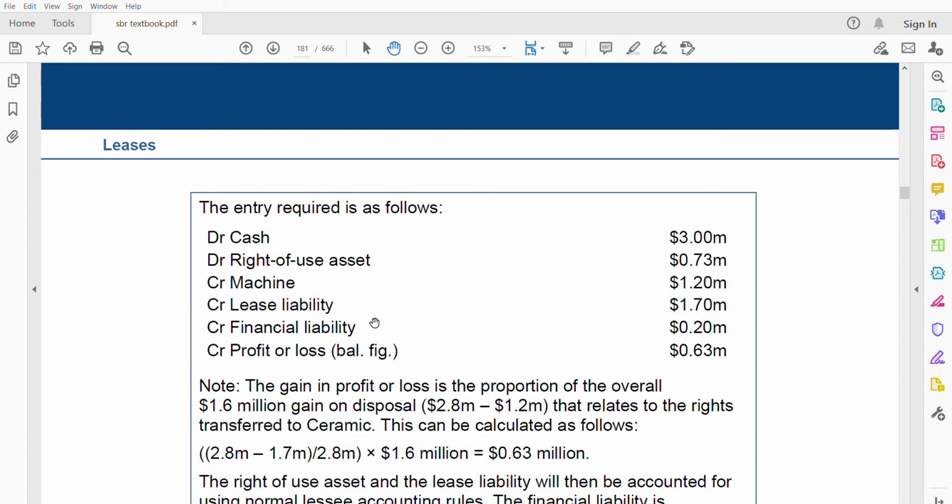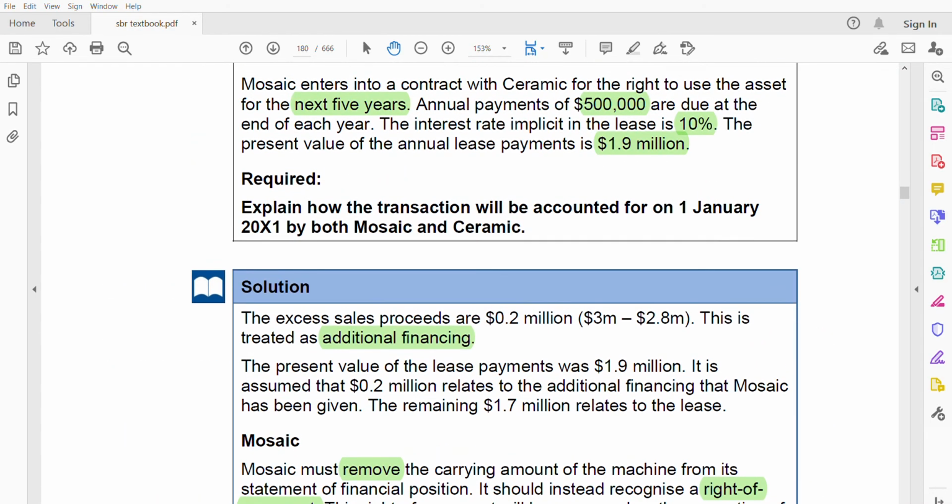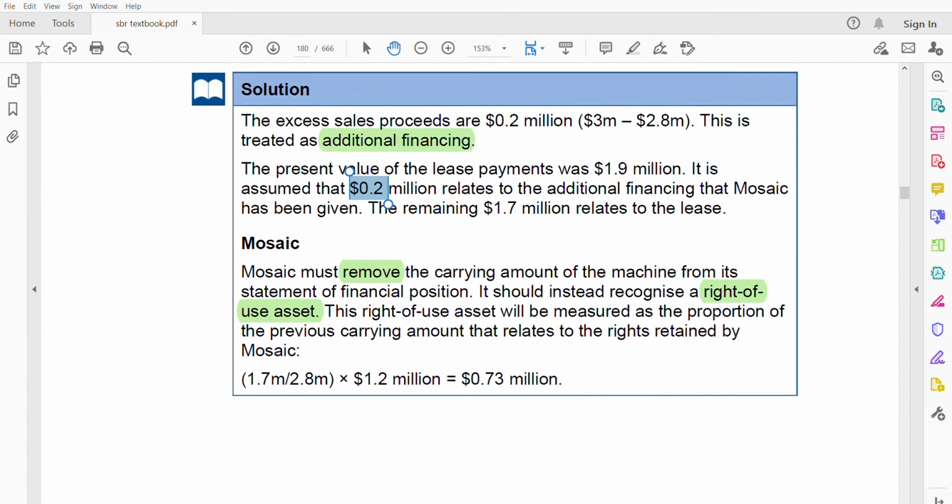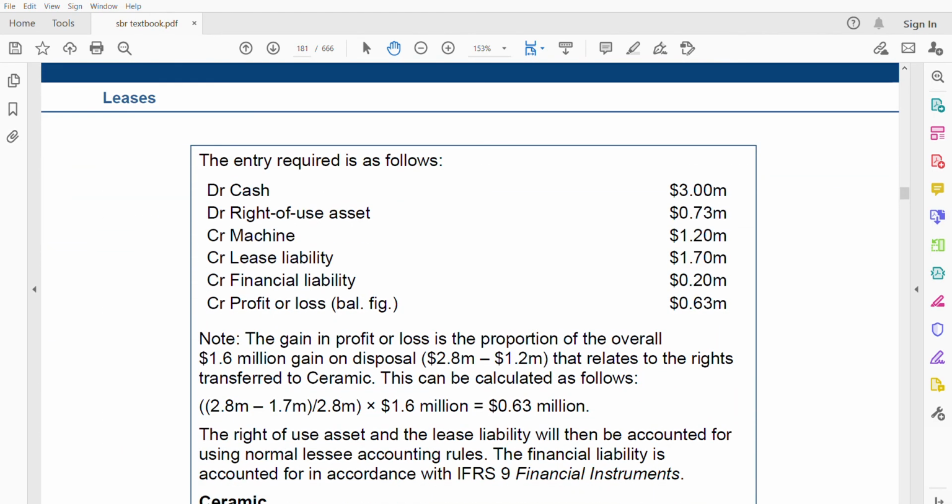And then we have a financial liability, 0.2. How do you know it's a financial liability or financial asset for this person? Who is the seller? Mossack is the seller. Seller recognizes financial liability, so Mossack will recognize a financial liability credit. Whatever is the balance is profit and loss, so this is definitely a profit. That's why it's credit. All your debit should equal your credit side. Always check whenever you're writing an entry whether your debit equals your credit. If it does not, then you need to check your calculations again.